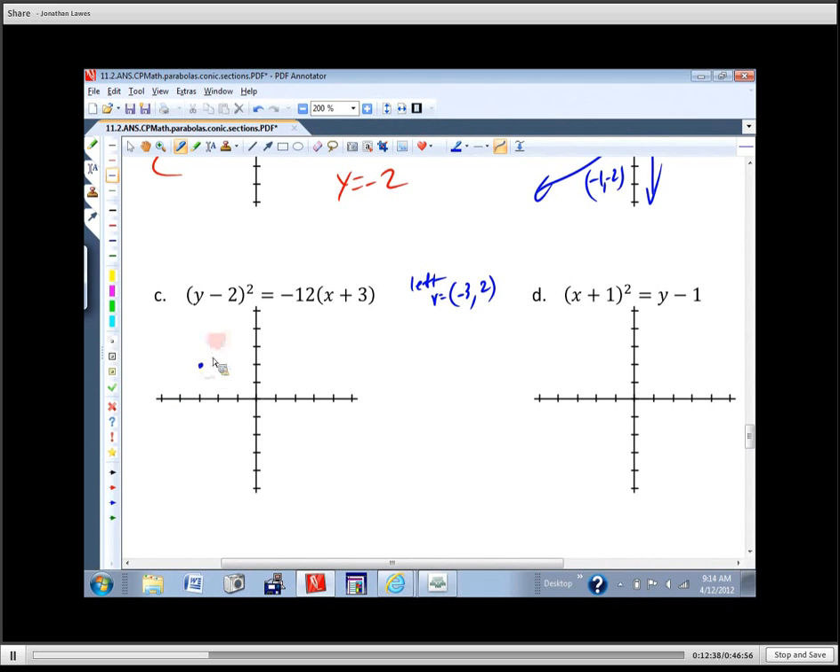How far do I go? Let's see, 12 equals 4A, so A equals 3, right? I go 3 units in each direction. So 1, 2, 3. This is where the latus rectum is, or sorry, this is the directrix. And then I go 1, 2, 3. Right here, that's where the focus is.